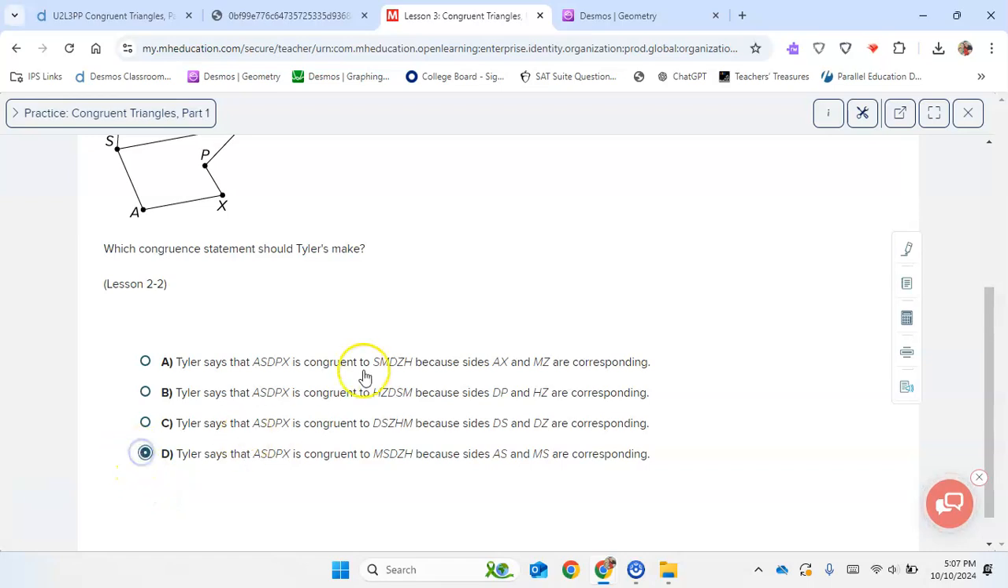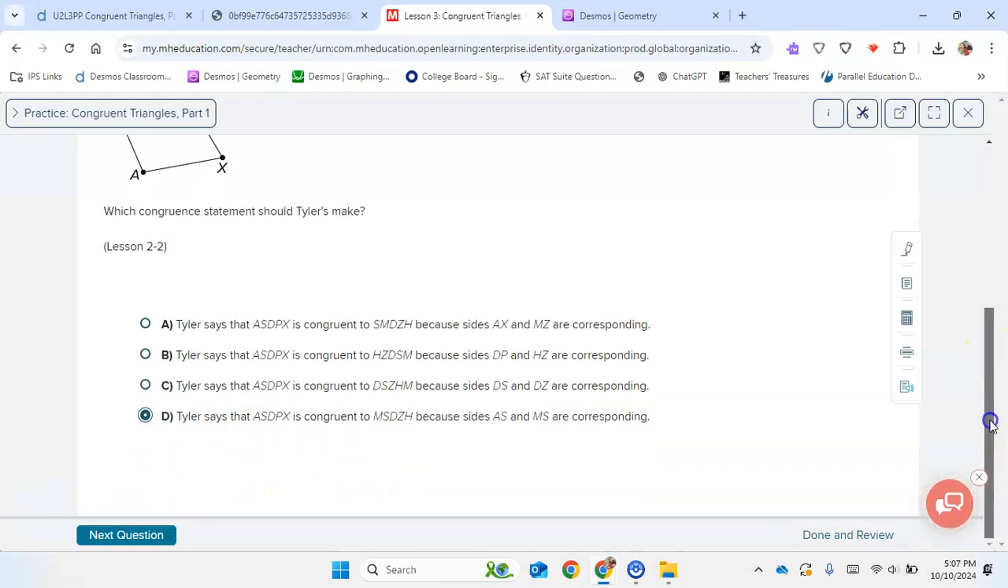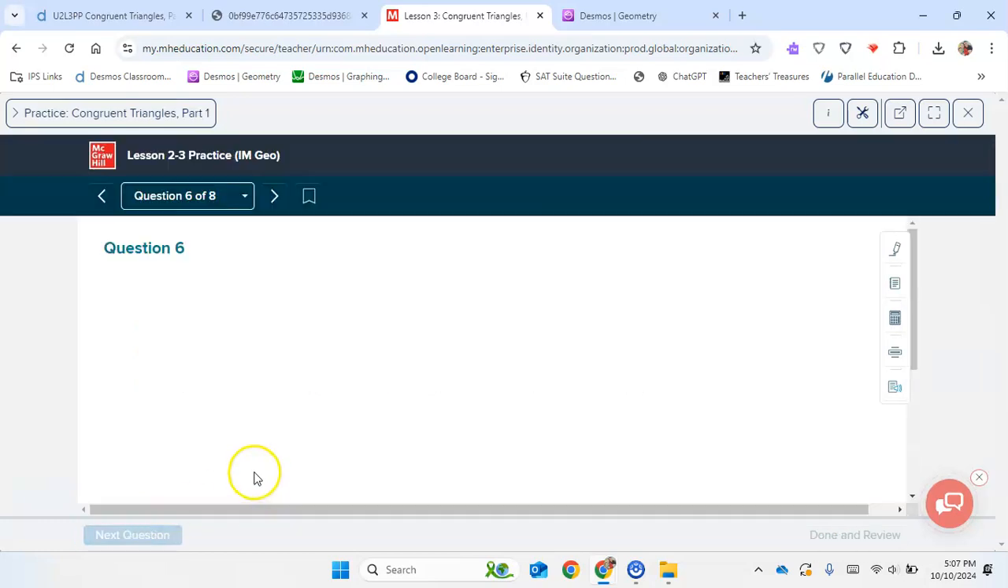So Tyler says that ASDPX is congruent to MSDZH because AS and MS are corresponding. You can see AS and MS are the first two letters of both, which shows they correspond.